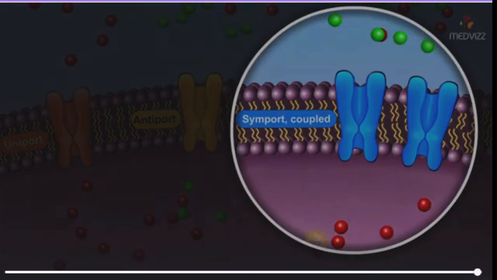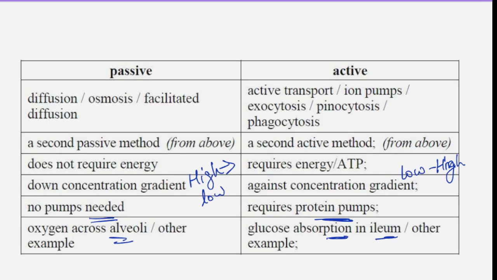All right, so I hope that is clear to all of you. Now let's have a quick summary of what we have discussed today. Today we have discussed the plasma membrane, its structure, the fluid mosaic model, and the function of the plasma membrane, and we discussed the passive and the active transport.